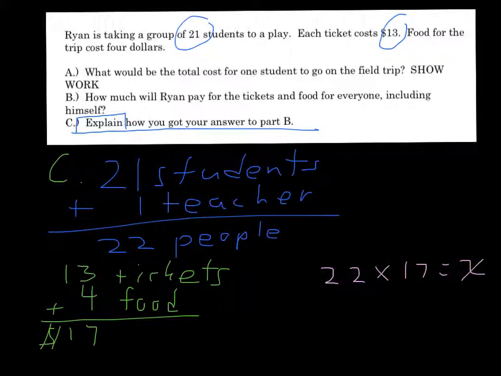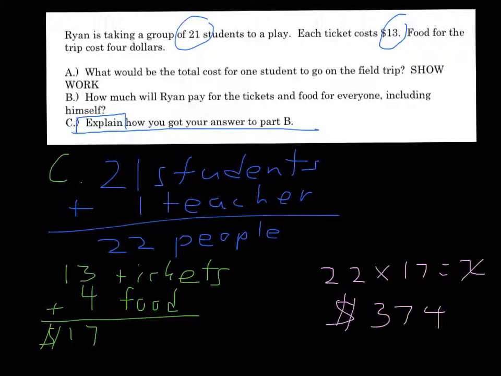Finally, I multiplied the total number of people, 22, times the total cost, 17. So 22 times 17 would equal X. There's my equation with a variable. And then once I multiplied those numbers together, I had a total cost for everyone to go on the field trip to be $374.